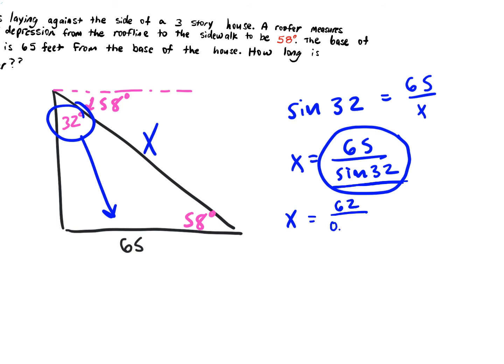So here I would put, isn't it supposed to be 65? Oh yeah, 65. Why is that part x and not the 5299? And then when you divide this, you should get 122.66. And what's our unit of measure? Feet.